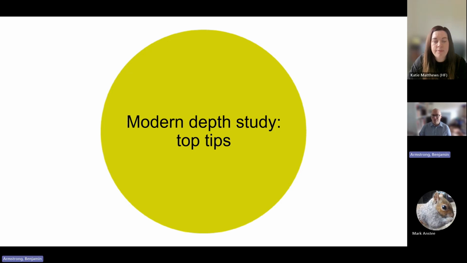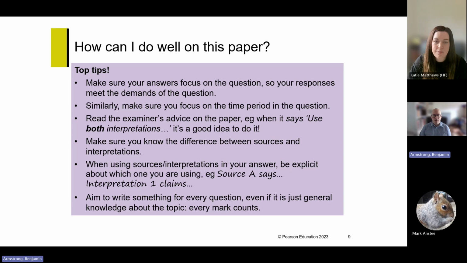So what are some top tips for approaching the modern depth study? We have a list here of some key points that might help you to approach this exam. So the first one, make sure that your answers focus on the question. And that's a great tip for any exam, but it's really important on this paper. If you focus on the question, then you'll make sure that your responses meet the demands of the question.